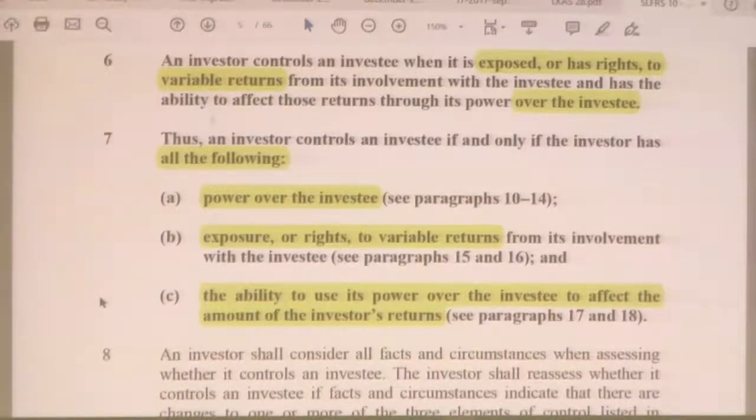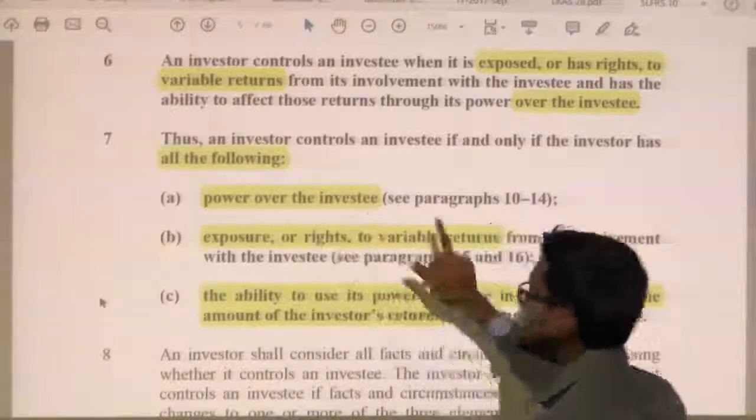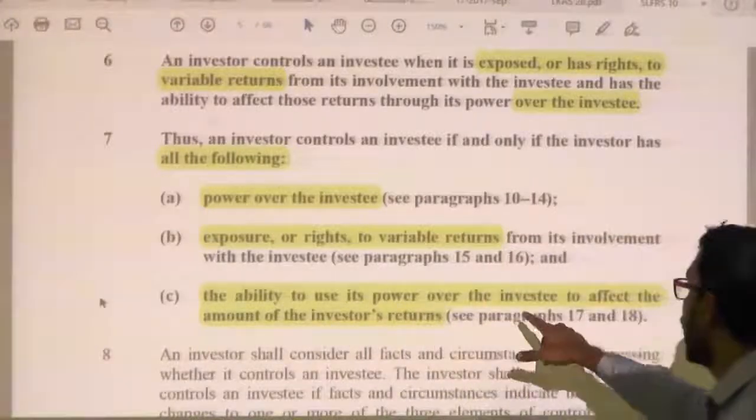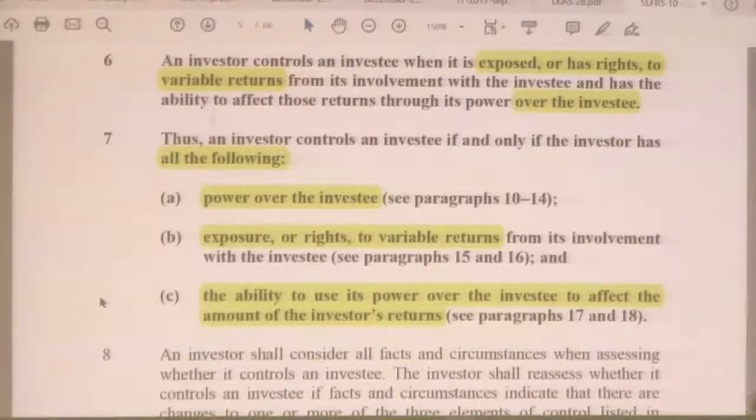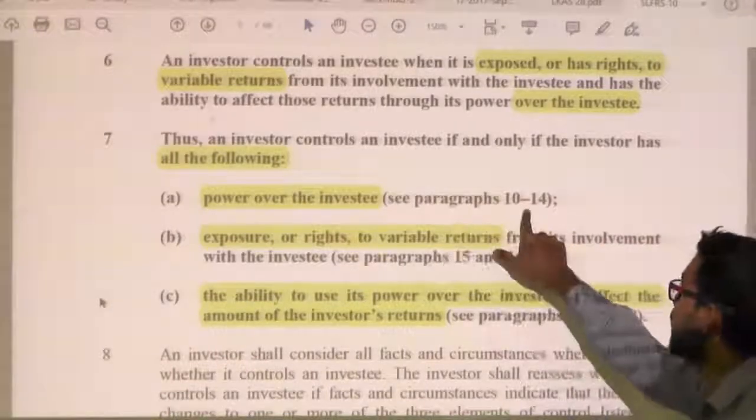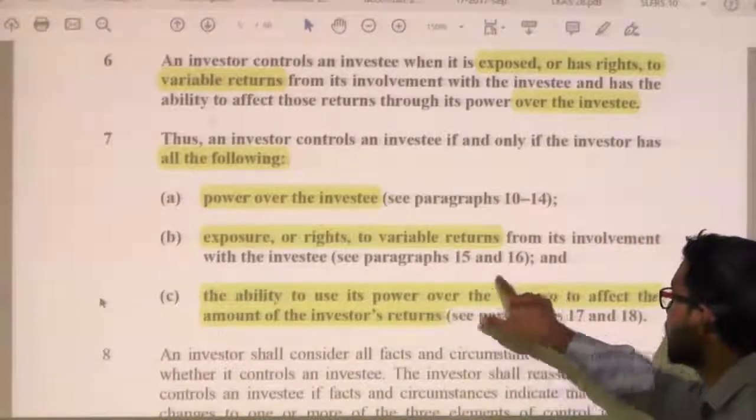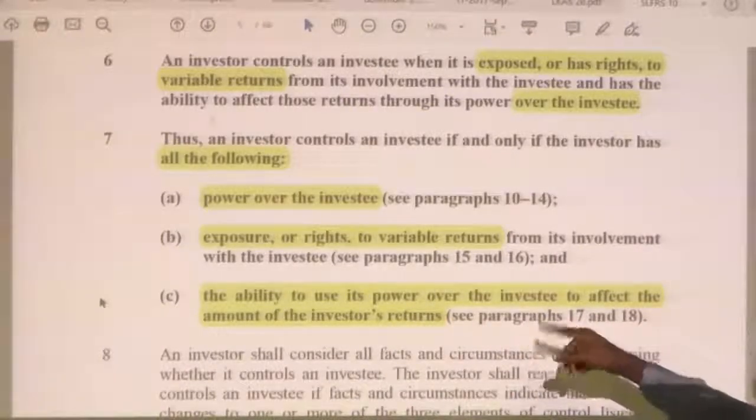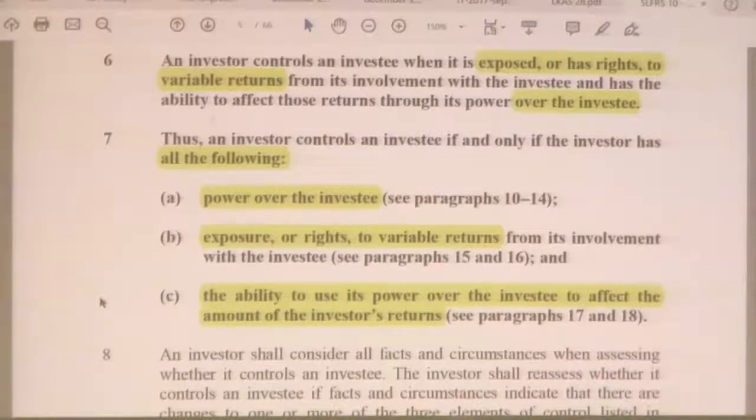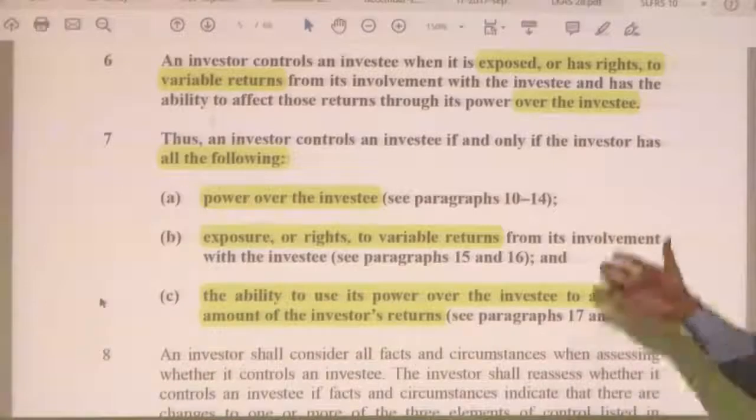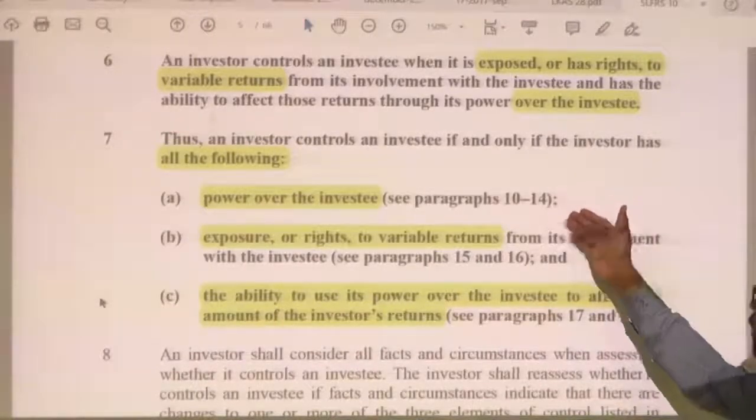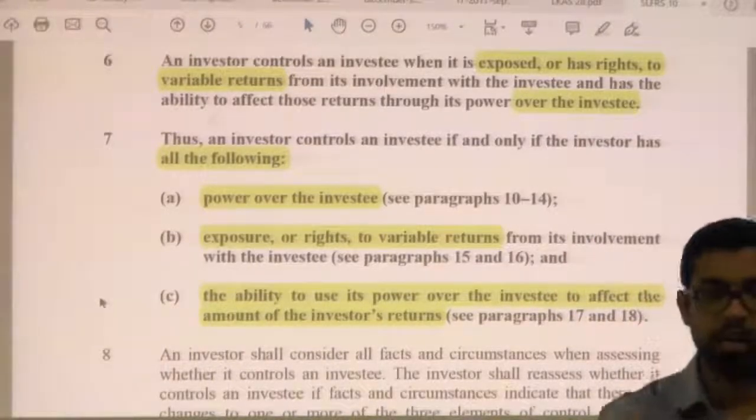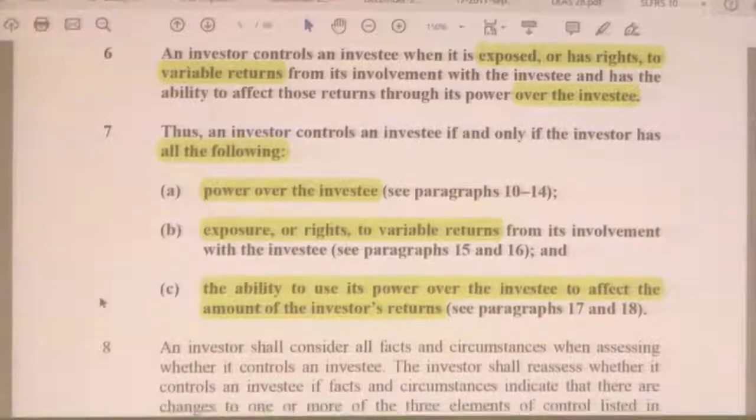Fine. So here, all, what are they? Power over the investee, exposure or rights to variable returns, and the ability to use the power over the investee to affect the amount of the investor's returns. Power is explained in paragraphs 10 to 14, variable return in paragraphs 15 to 16, and the ability to use power over the investee to affect the investor's returns in paragraphs 17 to 18. So you have to go back to paragraphs 10 to 14, 15 to 16, 17 to 18, basically from 10 to 18, to understand this control in detail, right? All these things I have also highlighted for the time being.